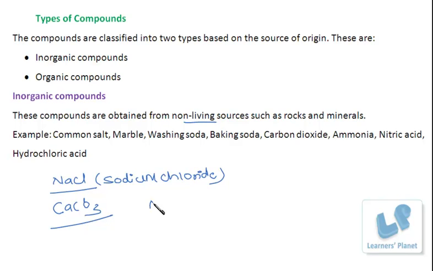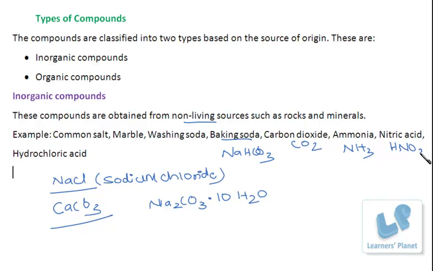Washing soda. Washing soda is Na2CO3 and it exists as Na2CO3.10H2O. So washing soda is also obtained from a non-living source. Baking soda. Baking soda is NaHCO3, sodium bicarbonate. That is also an inorganic compound. Carbon dioxide, ammonia, NH3, nitric acid, HNO3, hydrochloric acid, HCl. So these are all compounds which are obtained from non-living sources.